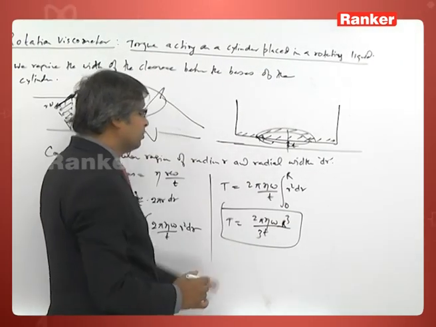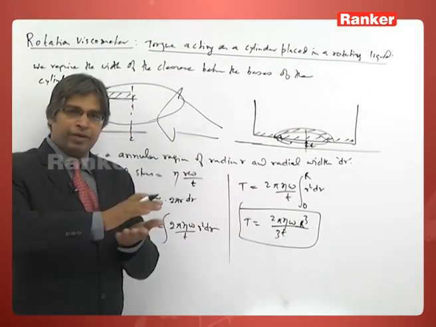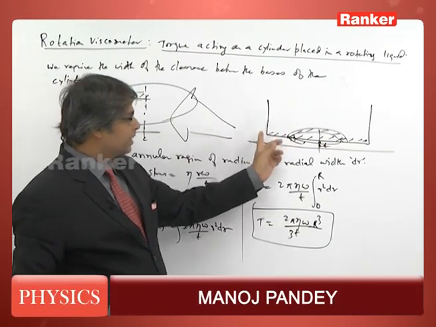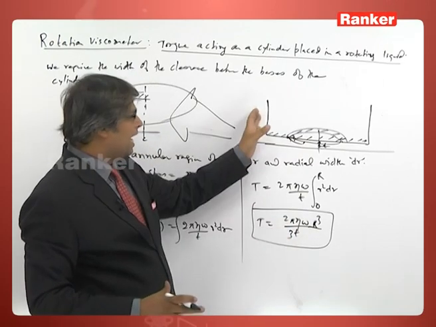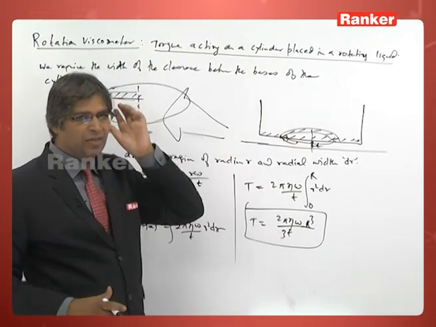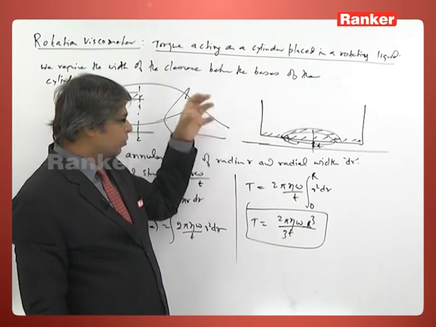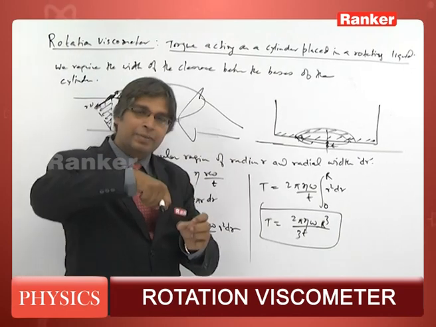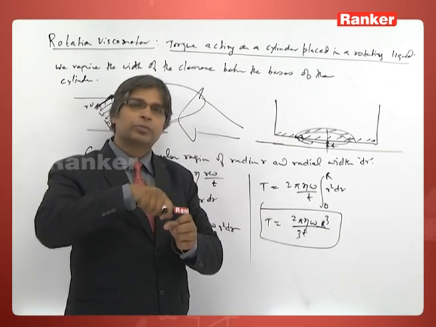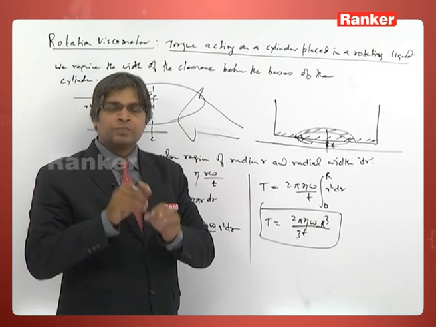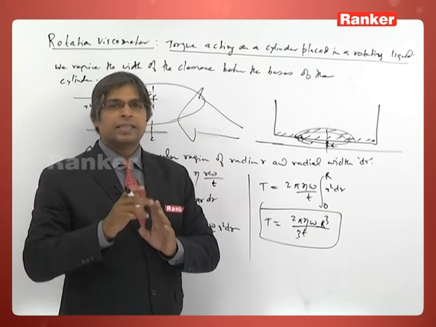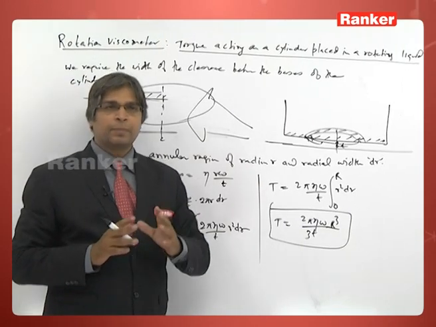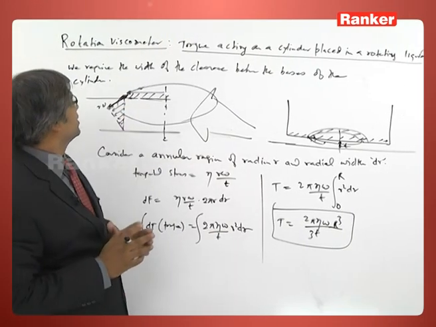So, this is the contribution of the torque. If the bottom is also flooded with the liquid, then this much torque will come from this area, and from the curved surface area we have seen what torque comes. The total torque will be the sum of these and the previous, and that will be equal to the torque produced by the torsion, which is measured. Once I measure that torque, then eta can be evaluated. This is the basic principle of the rotation viscometer.